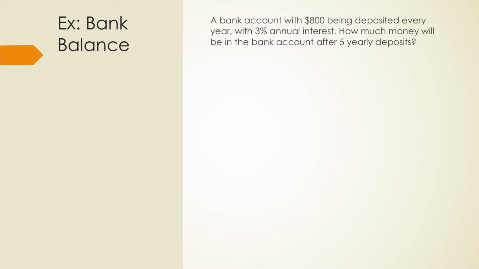After the first deposit, the account balance is $800. 1 year later, after the second deposit, we add another $800, but we still have the previous $800 along with the interest that was earned on that $800. Note that I'm using the exponential growth model here to compute the interest.